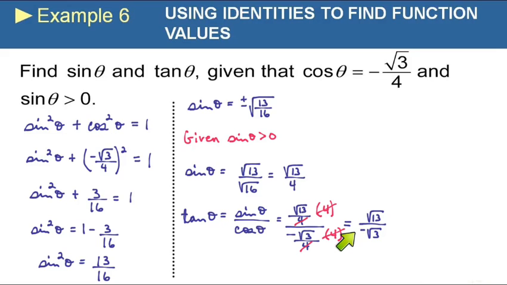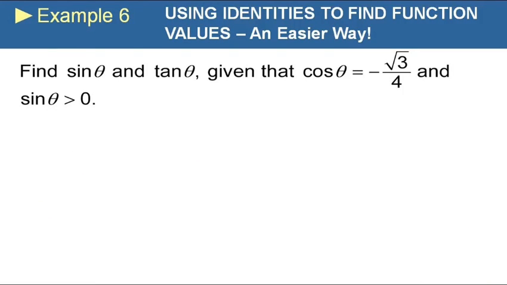Now we know we're not ever supposed to leave a negative in the bottom, and we also know that we should rationalize our denominators. So I'm going to multiply by square root of 3 over itself. That will leave us square root of 39 in the top, 3 in the bottom, and I moved that negative sign from the bottom to the top.